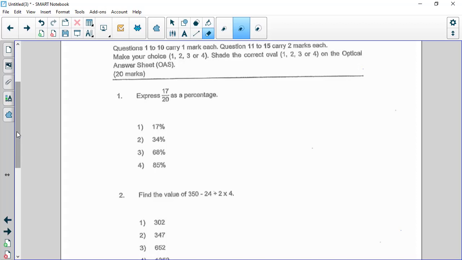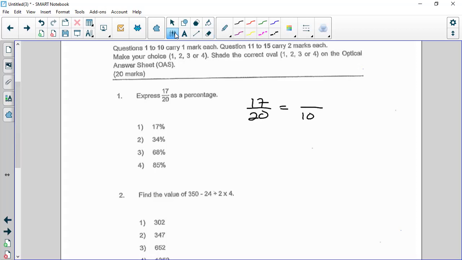Number 1, shortcut. How to change into a percentage? You have to make the denominator into 100. 20 times 5 gives 100, and then 17 times 5 is 85 over 100. Once the denominator is 100, the numerator is the percentage. So the answer is number 4, shortcut.